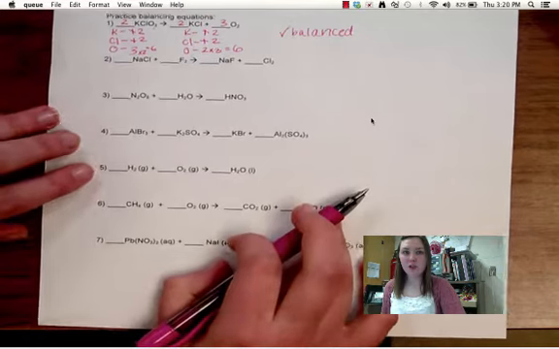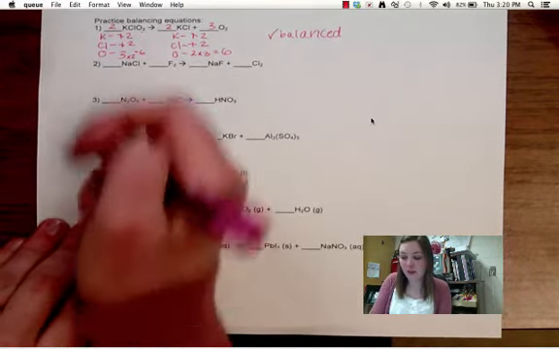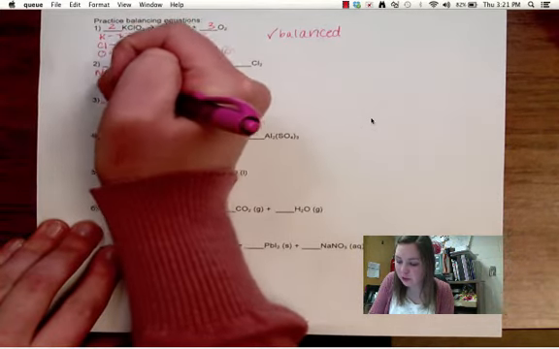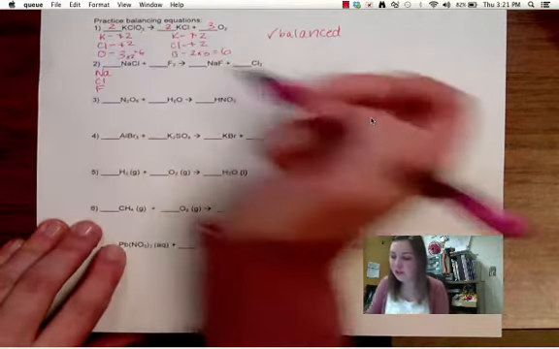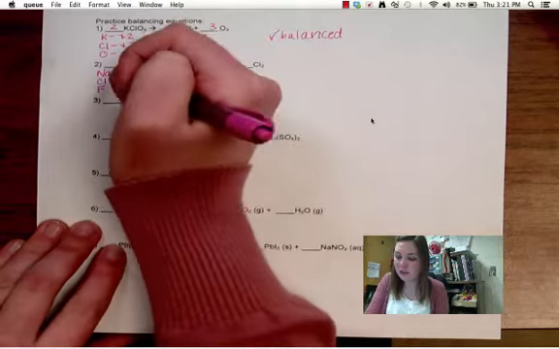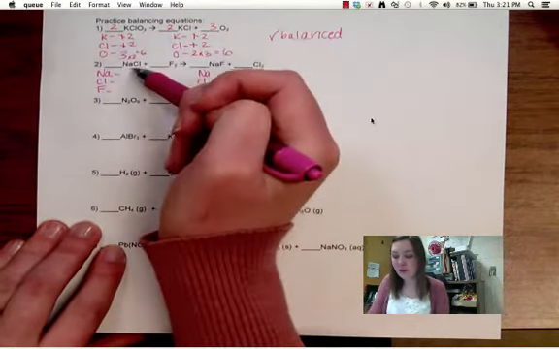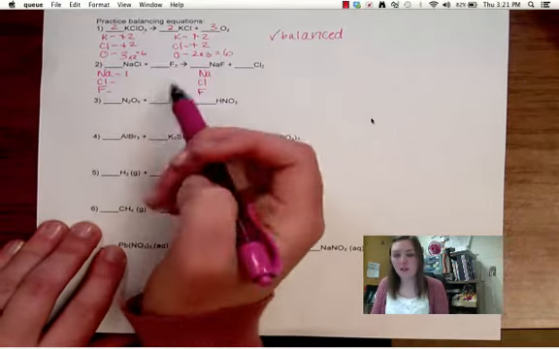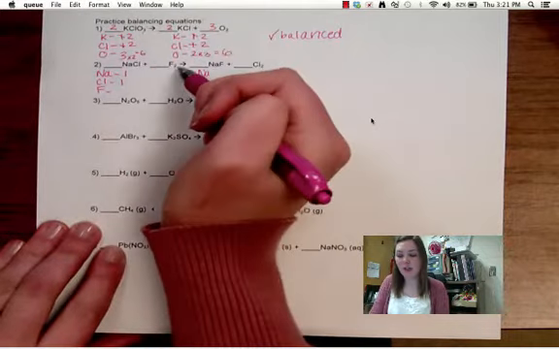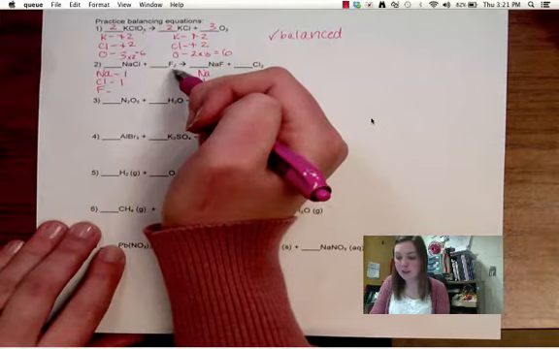So now we're going to move on to the second example. So again, we're going to use the same steps of listing the elements out. So we have sodium, chlorine, and fluorine. So sodium, chlorine, and fluorine on this side as well. There is 1 sodium atom here, so we're going to write a 1. There is 1 chlorine atom here, so write a 1. And there are 2 fluorine atoms.